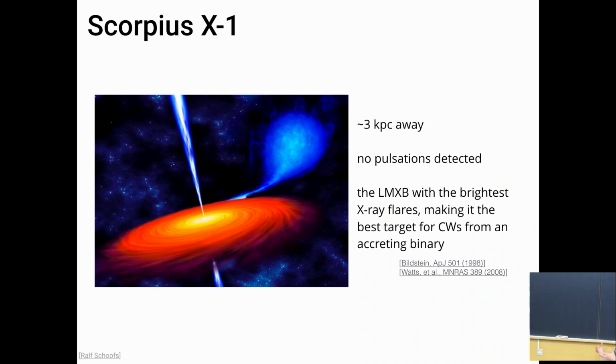So our favorite target for these searches for accreting neutron stars is Scorpius X-1. This is also around 3 kiloparsecs away. We haven't detected any pulsations from it, but this is the one with the brightest X-ray flares. And so, like I said, the energy that we observe in the X-ray flares, with brighter X-ray flares, means we make the assumption that more material was deposited, more energy was converted, and so more energy is available to be emitted in gravitational waves. So this is why we search for Scorpius X-1.